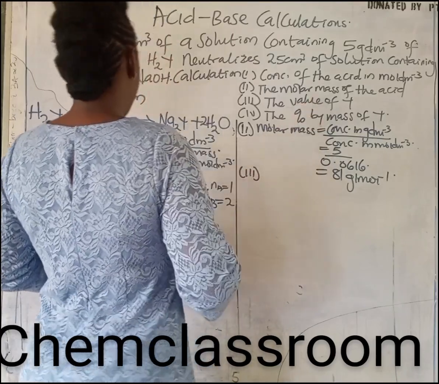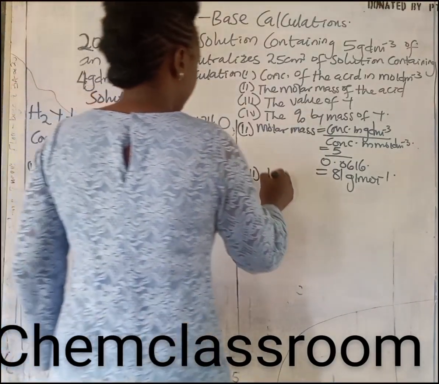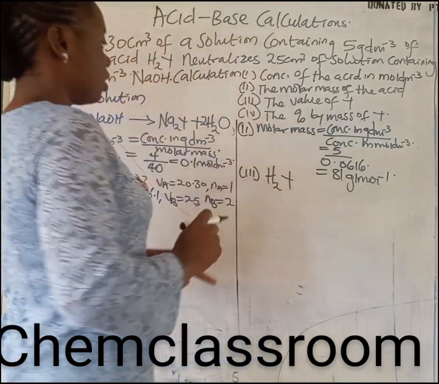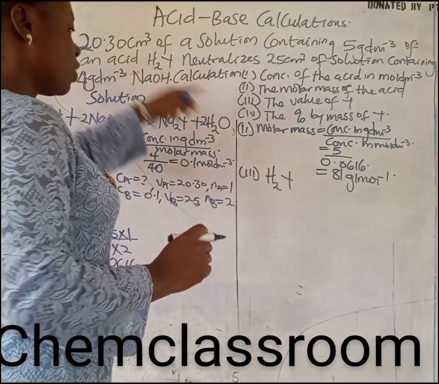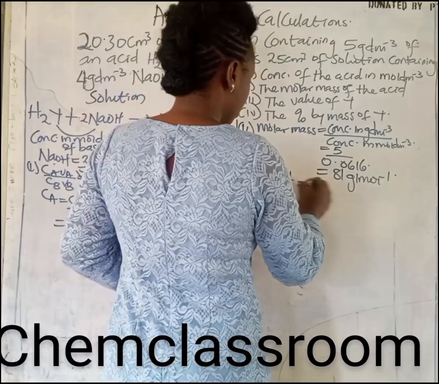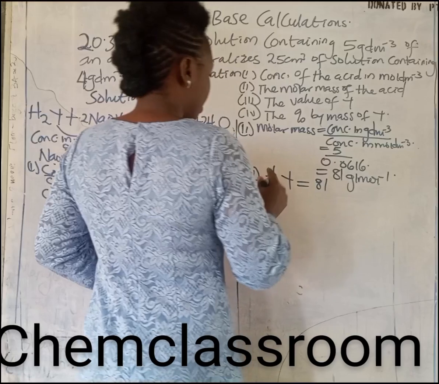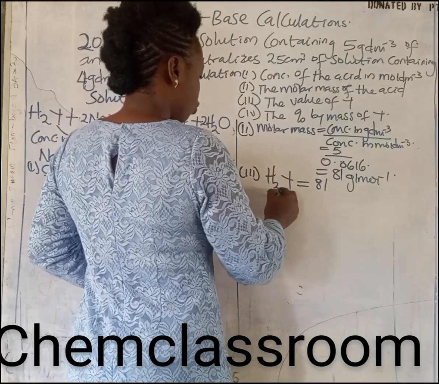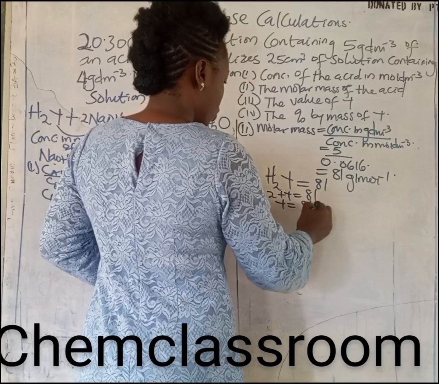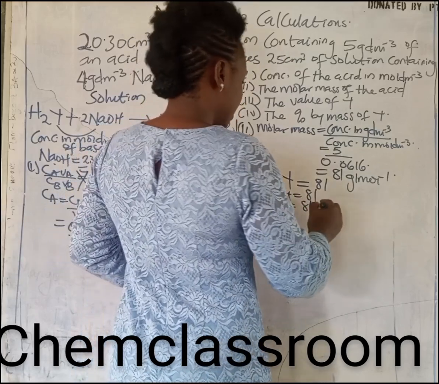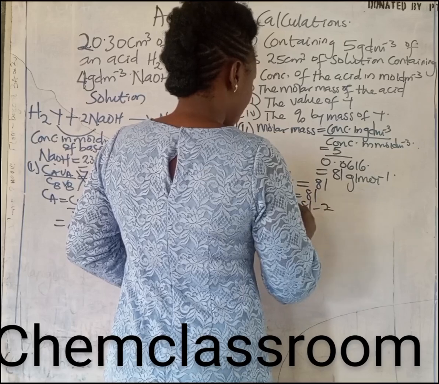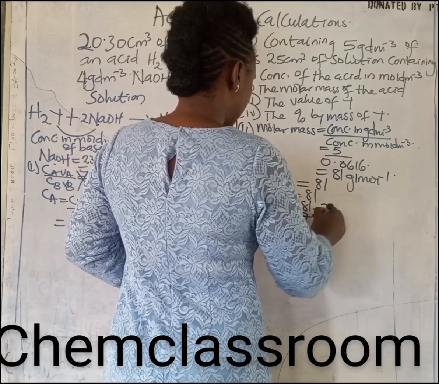So we'll proceed to the next one, which is the value of Y. My H2Y was given, and our Y is missing, so I will equate it to the molar mass, which is 81. Hydrogen is 1 times 2, 2, plus Y equals 81. Then my Y will be 81 minus 2. So my Y will be 79.